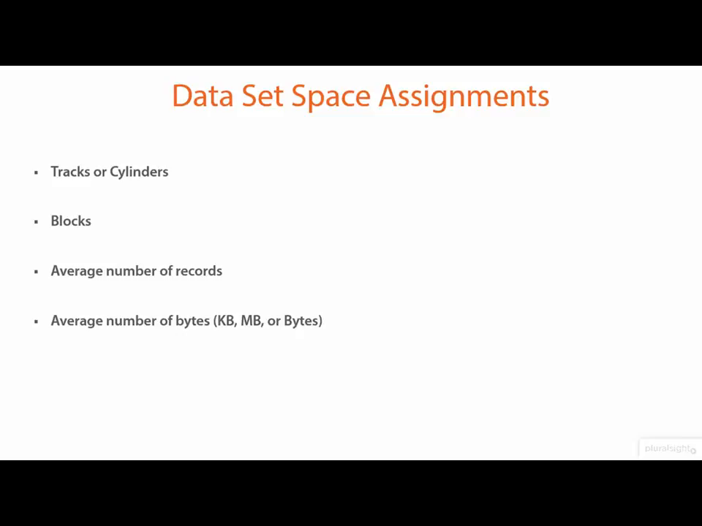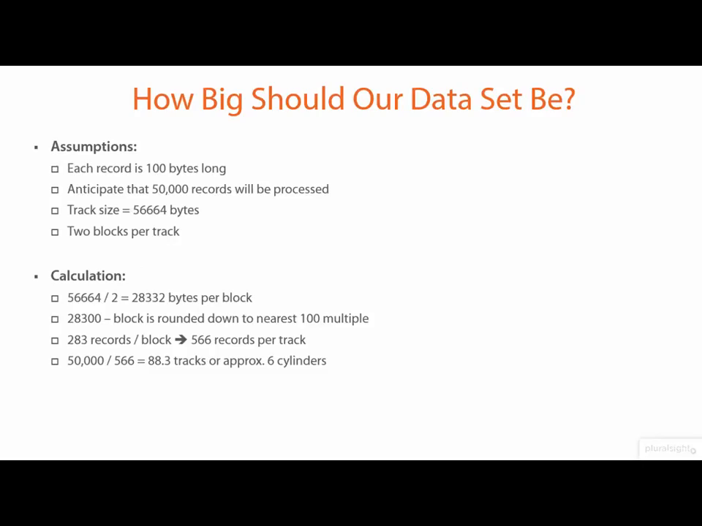Using this information, we can now determine how to allocate space for our dataset. We can specify the desired value in tracks, cylinders, blocks, as well as the number of records in bytes. Despite the ability to specify these values in a variety of ways, the use of tracks and cylinders is still pervasive and quite common.